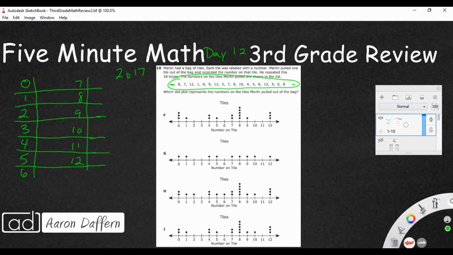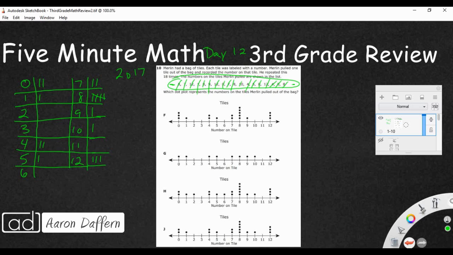So let's finish this off. I'm going to mark some of these out using tallies. 8, 7, 12. 1, 8, 9. 12, 0, 7. Another 12. 0, 7. 8, 10, 4. That's 3 8s, a 10, and there's a 4. 5, 8, 12. It looks like we're getting quite a few 8s. 5, 8, 12, and then 4, 0, 8. So there's another 4, there's a 0, and I've got my fifth 8, so I'm going to cross it off like that for a group of 5.